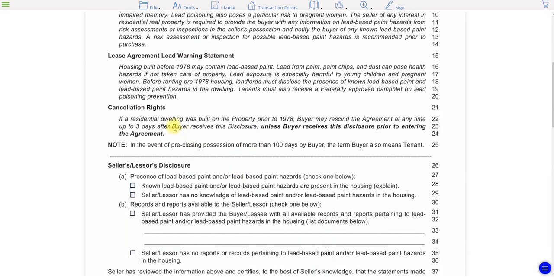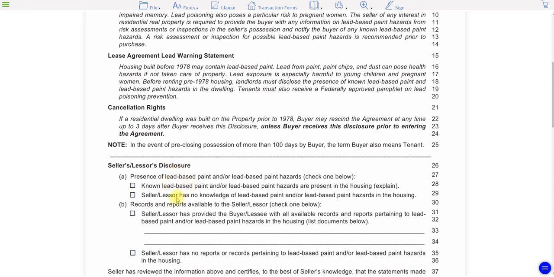And then cancellation rights. So if a buyer did not receive a copy of this disclosure, then once they go under contract and they do receive this disclosure, they would have 3 days during which time they could cancel their contract because of any information disclosed here.